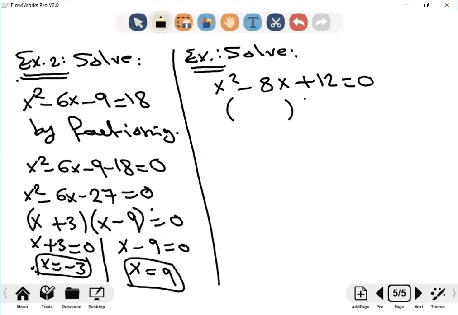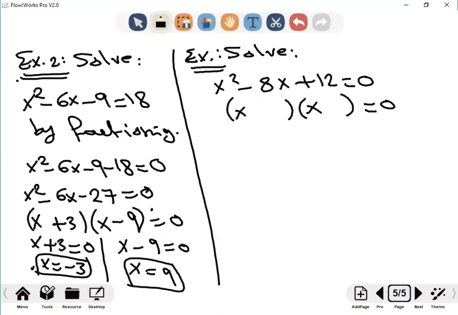Two parentheses, x, x. Focus. Give me two numbers. If you multiply them, the answer is 12. If you add them, the answer is negative 8. Negative 6 or negative 2, or 6 or negative 2, or negative 6 or 2 if you have different signs.